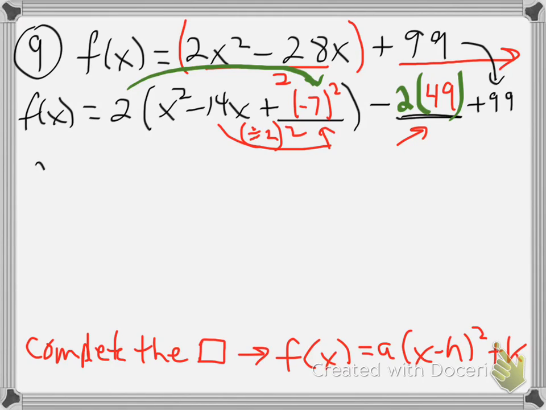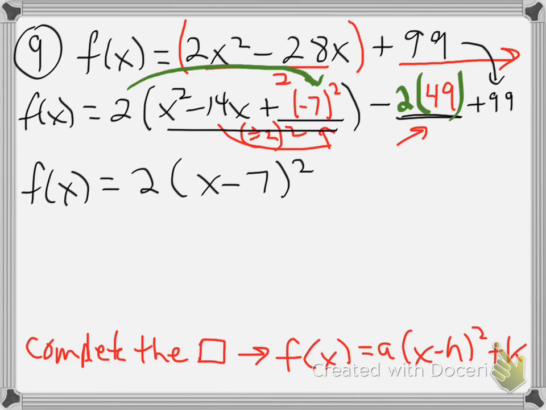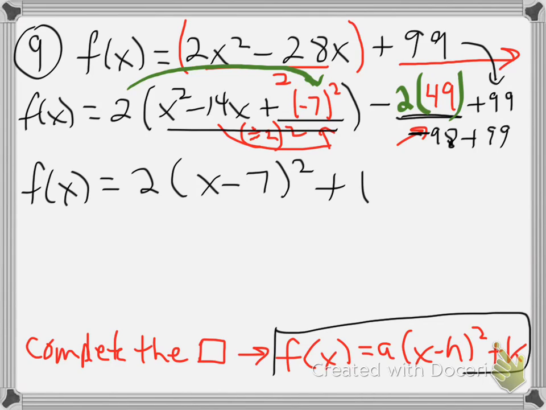So when I go to factor this, I got a 2. This is a perfect binomial squared, so it's going to be x minus 7 all squared. This right here is negative 98 plus 99, so that's positive 1. Now it's in vertex form. It looks like this down here. It looks like that, so good. We've got 2 points there.